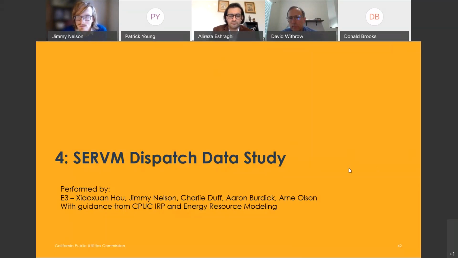And then my second question is, you've looked at the differences between the 2020 emissions, and I'm wondering if you would expect that the same issues would persist in the 2030 projections. So in other words, would you anticipate that it would be the same magnitude of greenhouse gas emission difference in 2030 for the RESOLVE and SERVM results?